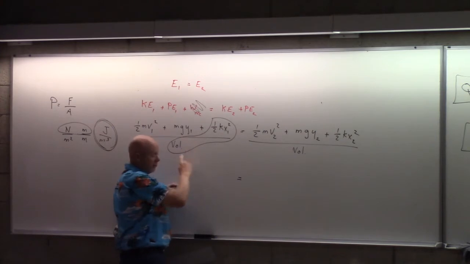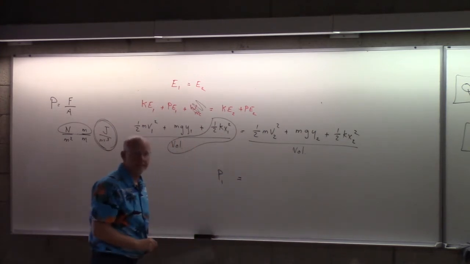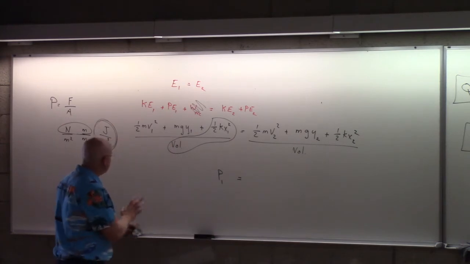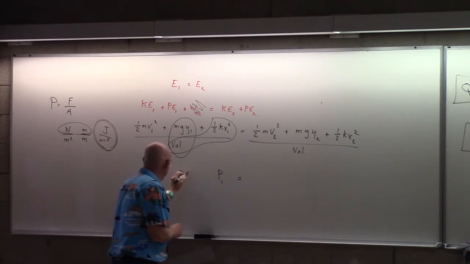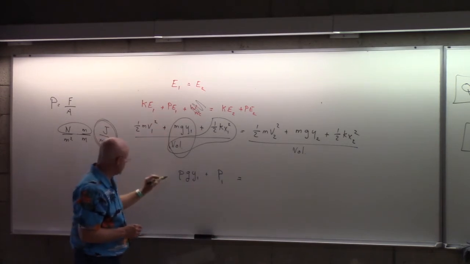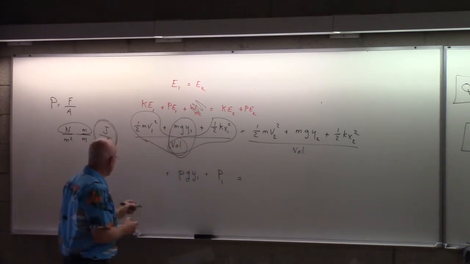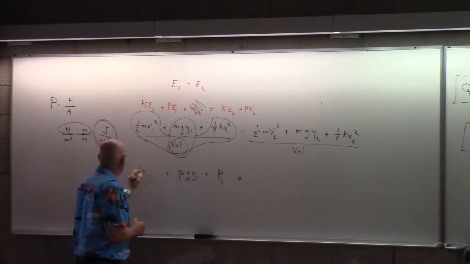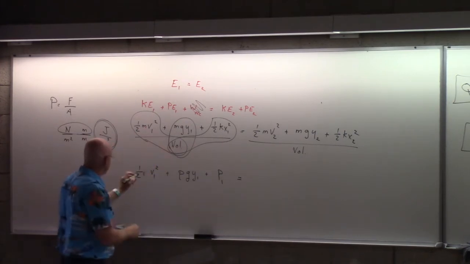Energy per volume is the pressure. Now, these other terms just become rho g y1. See, mass per volume, that's density. And this term just becomes 1/2 rho v1 squared. Oh, sorry, not m. Mass per volume is density.